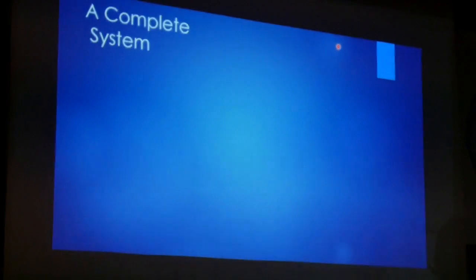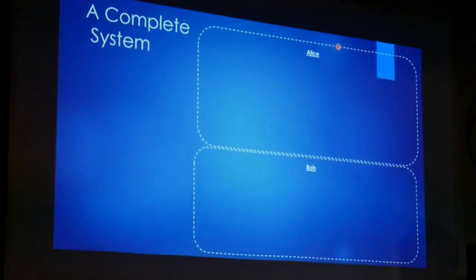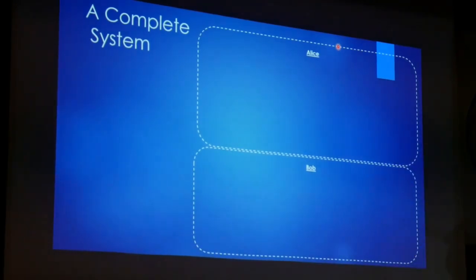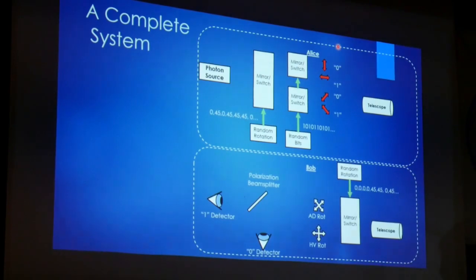Let's look at a complete system. We're getting close. We're getting towards the end. I know I'm running long already. I'm sorry about that. Here's Alice and Bob, right? This is in pictures what I just said, but now we're seeing the equipment that we saw before. Alice and Bob's equipment. We're not going to deal with Eve anymore.